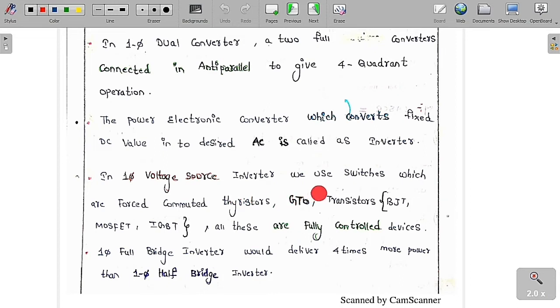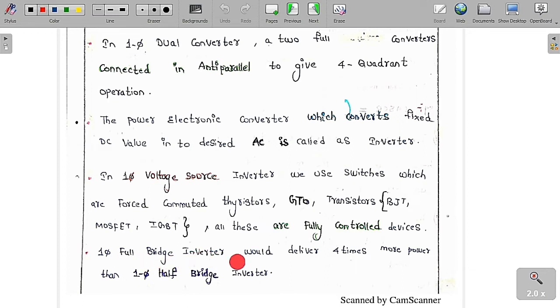A single phase voltage source inverter uses switches which are force commutated transistors, GTO, and transistors like BJT, MOSFET, IGBT. All these are fully controlled devices. I have already told you that in choppers and also in inverters, we use fully controlled devices, which we can turn on and turn off. GTO is also a fully controlled device. So only fully controlled devices are used in inverters and in choppers.